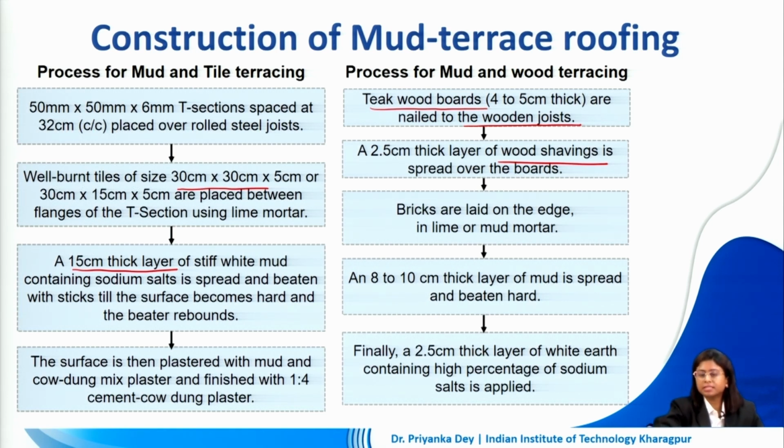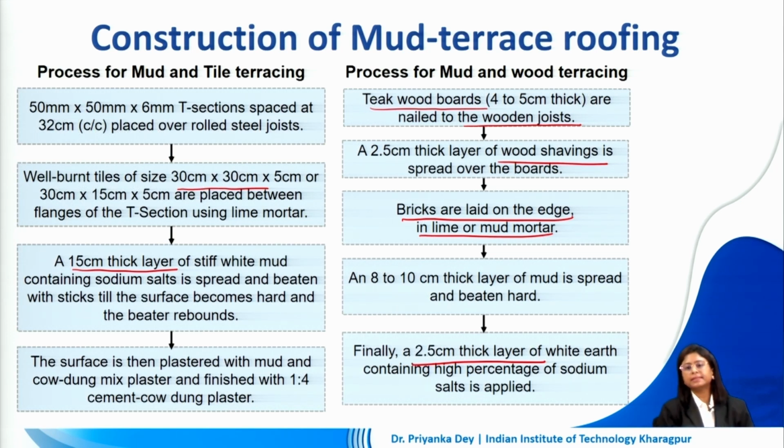Once this has been done, bricks are laid on edge in lime or mud mortar on top of these wood shavings. An 8 to 10 centimeter thick layer of mud is then spread, and again, similar to the previous process, we beat it into a hard layer. Finally, a 2.5 centimeter thick layer of white earth containing a high percentage of sodium salt is applied.